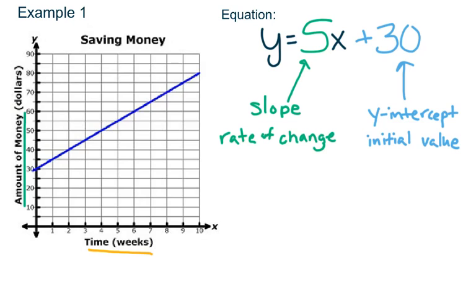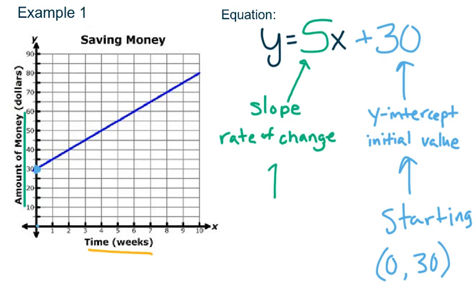So again, 5 is our slope or rate of change. 30 is our y-intercept or our initial value. Initial value just means where we're starting. So this would be at 0, right? If we're not going anywhere on the x-axis, we're starting at the origin and we're going up 30 to meet this point right here.